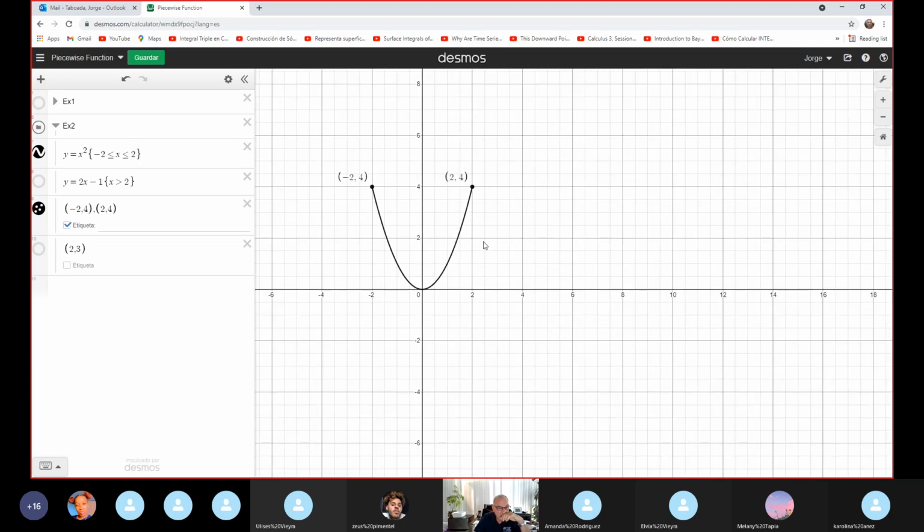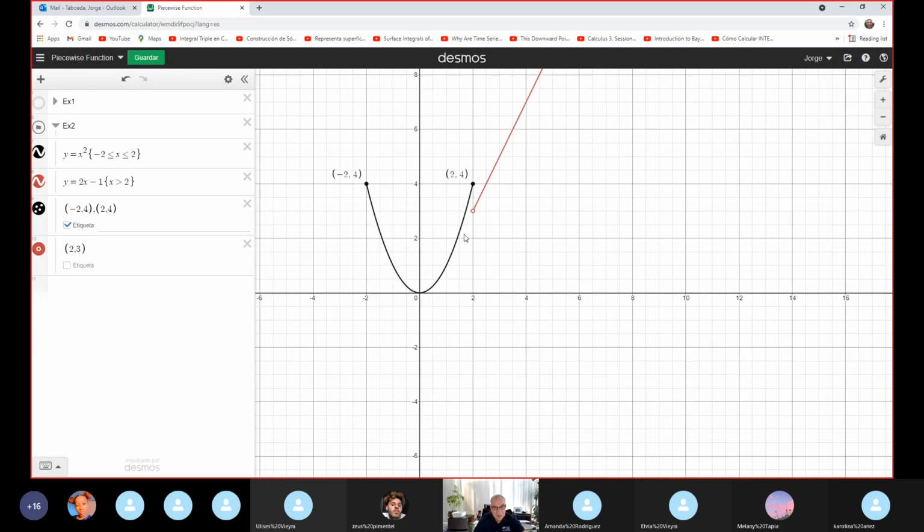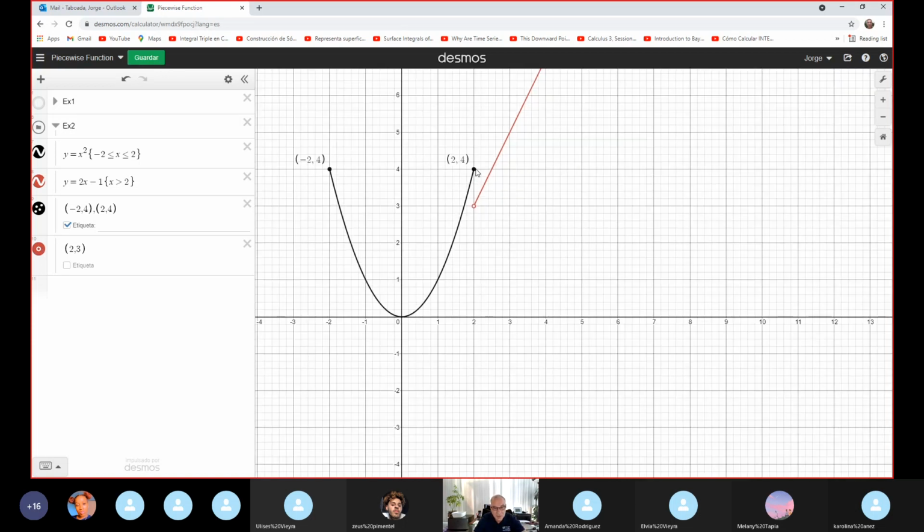And we have another piece, which is a line. Look, it's a line. After this, for x greater than 2, it's a line. And what happened in the connection? Well, in the connection we have here the empty circle. Full here is defined that point, and empty here. And the label, you want to put the label, in this case is 2,3.